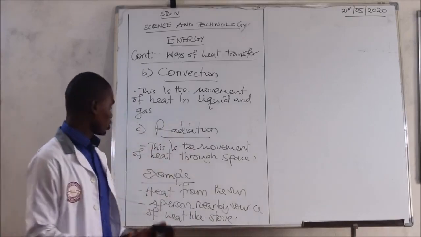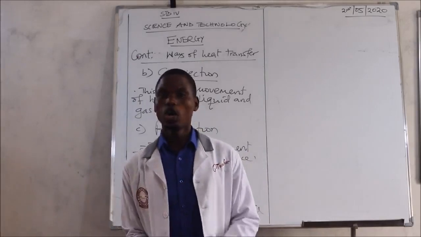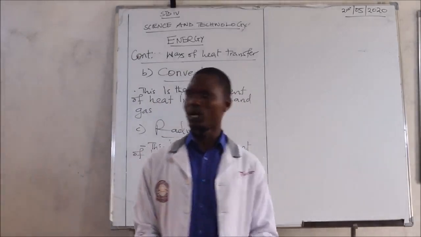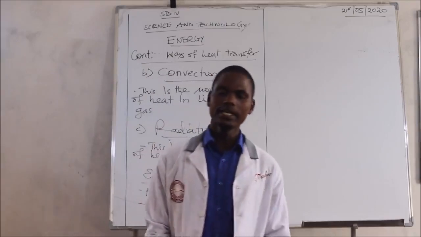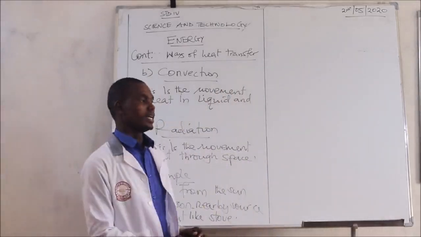Now, when you are nearby a source of heat, like a stove, as I've said, you will get that heat, though you are not touching the source of heat directly. There is a space between you and the source of heat. Therefore, we say you get heat by radiation.